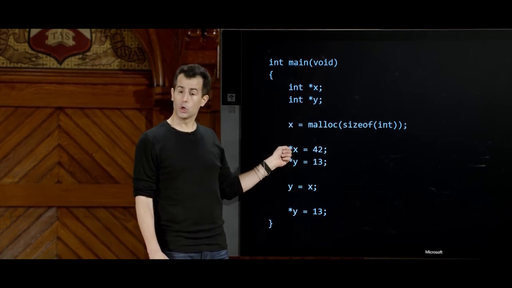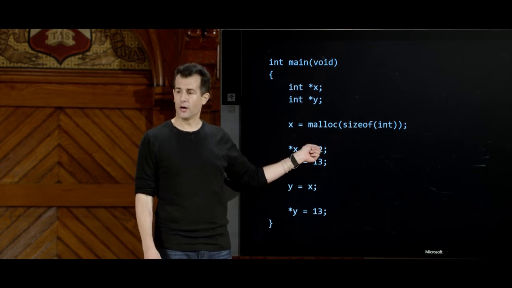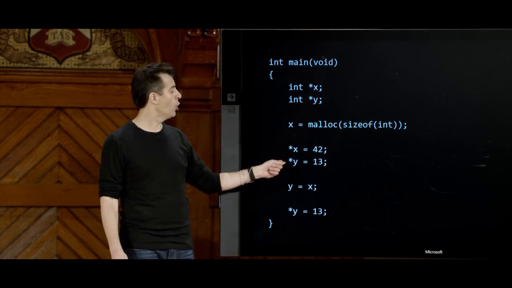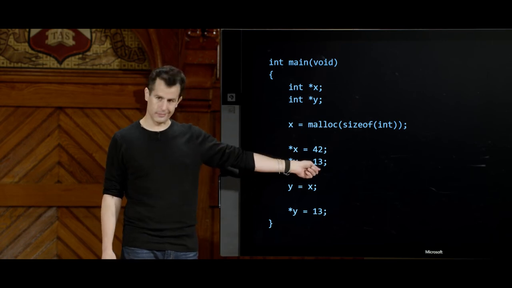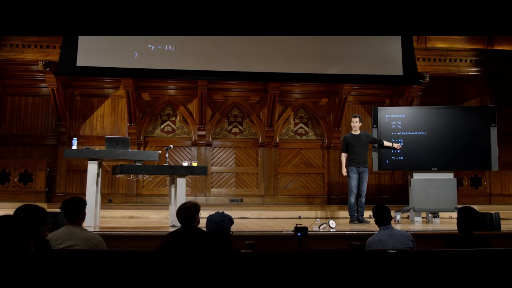Star x says, go to that address, 100 or 900, whatever it is, and put the number 42 there. This next line says, go to the address in y and put the unlucky number, hint, hint, 13, there. Well, what is the address in y?